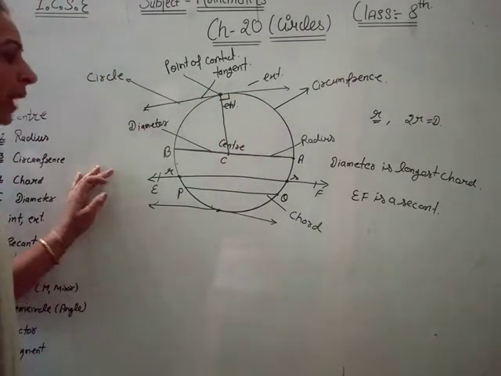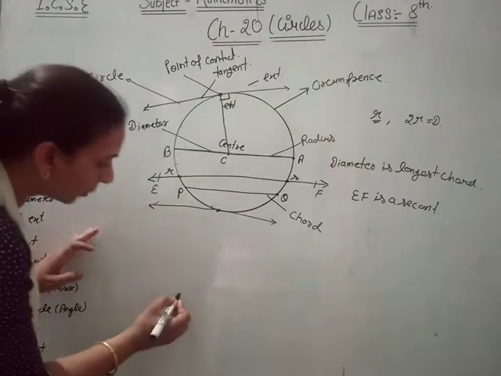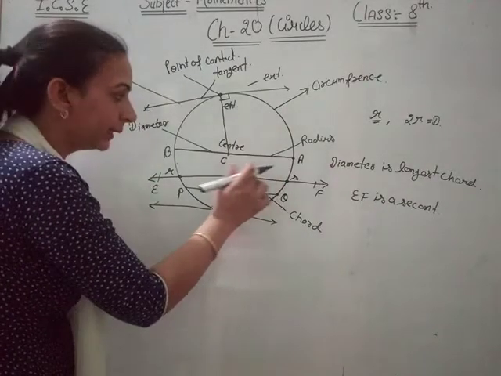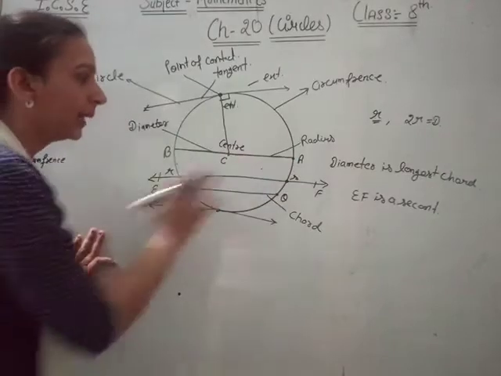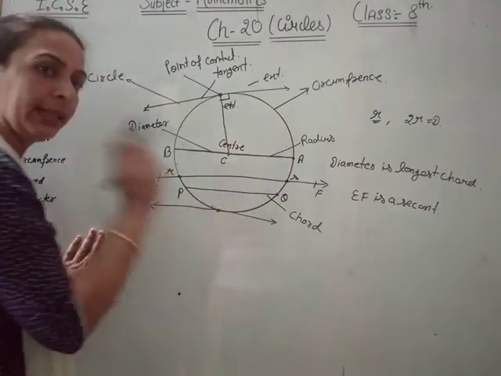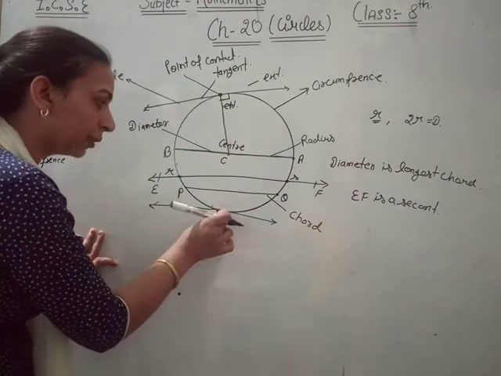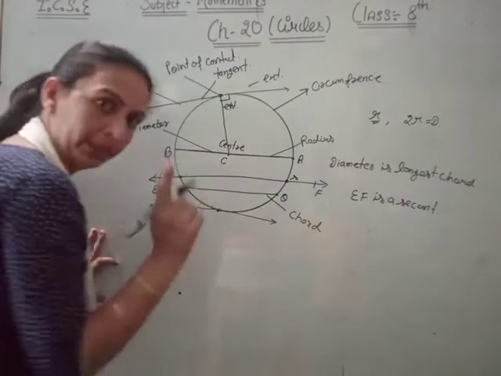Okay, students. If we take any point inside the circle, then there is no tangent, because a tangent meets the circle at only one point. If there is one point on the circumference of the circle, then there is only one tangent.